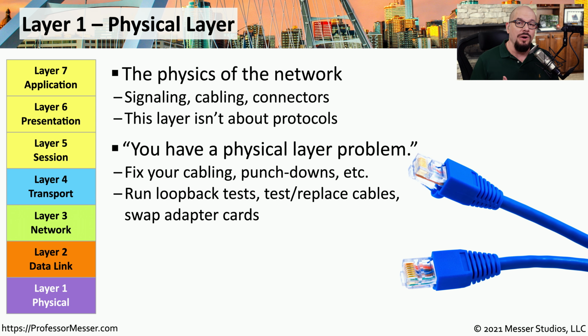If someone tells us that we're having a physical layer problem, then we'll want to look at the cabling that we're using, make sure that all of our punch-down connections and connectors are working the way they should. We may want to run loopback tests. We may want to check or replace the cables that we're using, or perhaps even swap the adapter cards to make sure that we can resolve these layer 1 problems.